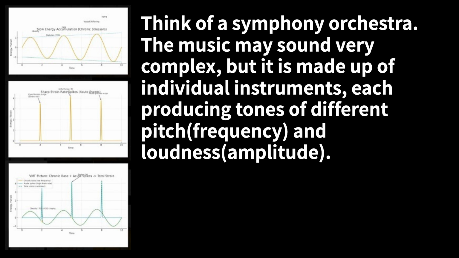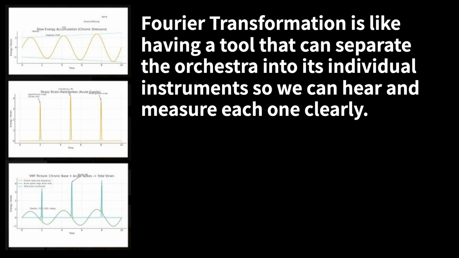Think of a symphony orchestra. The music may sound very complex, but it is made up of individual instruments, each producing tones of different pitch, frequency, and loudness, amplitude. Fourier transformation is like having a tool that can separate the orchestra into its individual instruments, so we can hear and measure each one clearly.